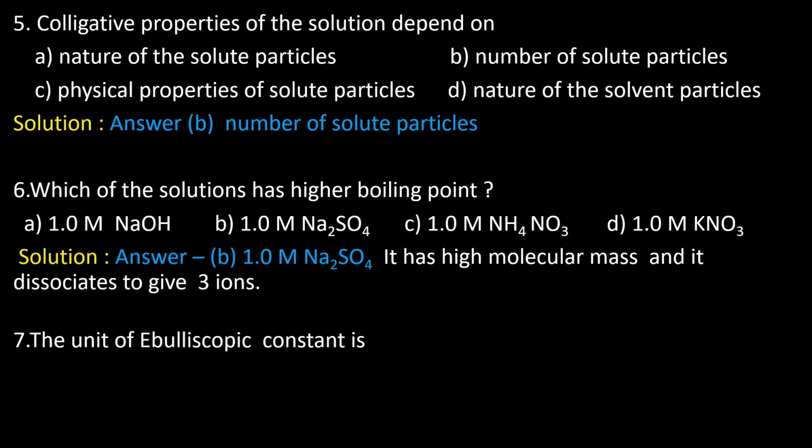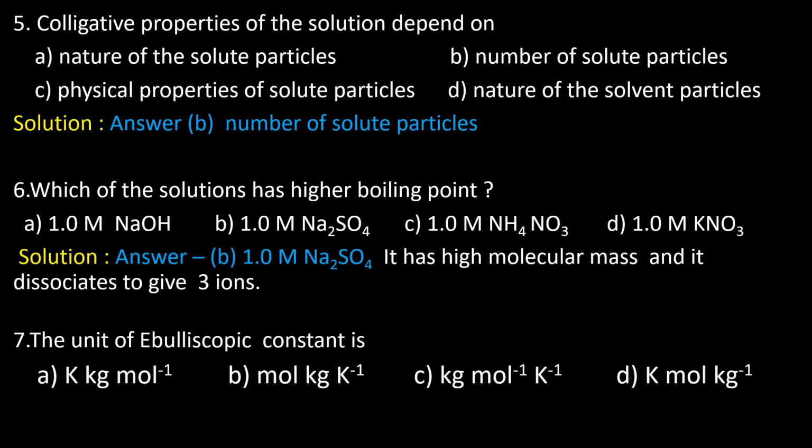Now let us take question number 7. The unit of ebullioscopic constant is A. Kelvin kg per mole, B. Mole kg per Kelvin, C. kg per mole per Kelvin, D. Kelvin mole per kg. Dear friends, the correct answer is option A, that is Kelvin kg per mole.